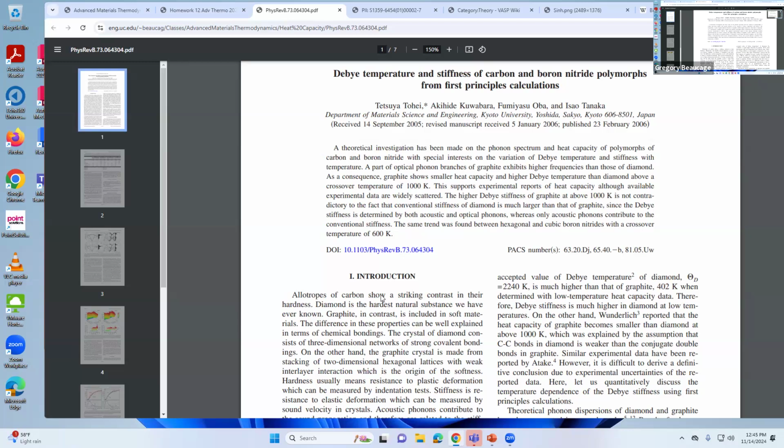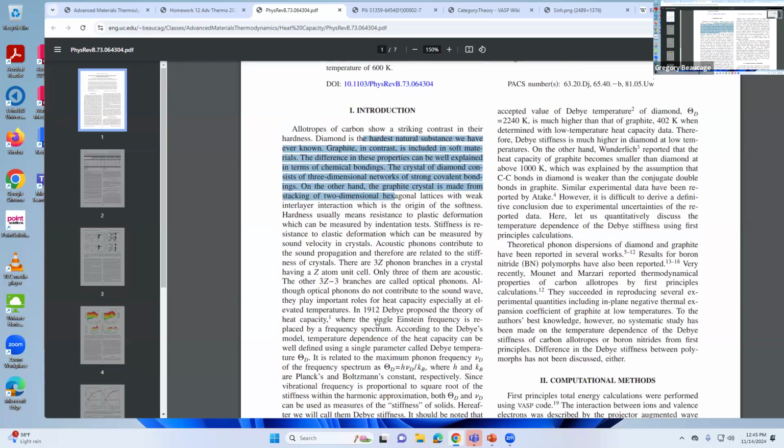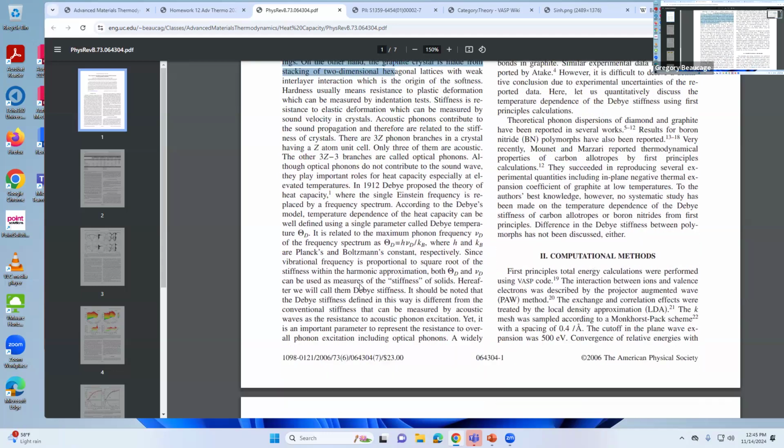So graphite's easy to rip apart because it's sheets, so they just slide. And diamond isn't, because it's tough. It's all glued together in a 3D crystal, right? So anyway, that's one thing. And here is kind of interesting that he brings that up.